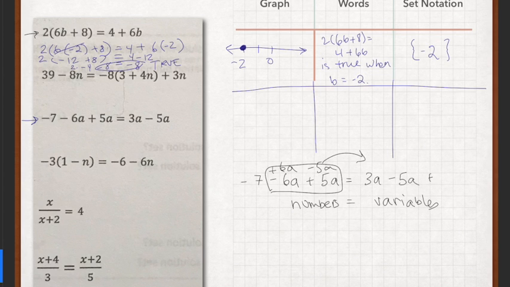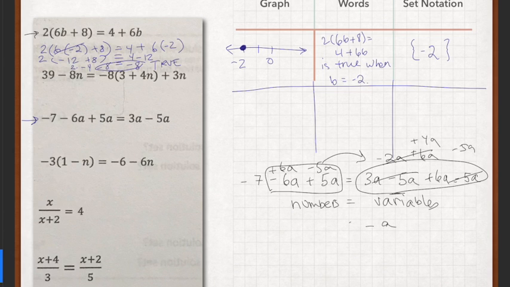So I'm going to add 6a, I'm going to subtract 5a, and then I'm going to simplify all my terms on my right hand side by adding the coefficients. So 3 minus 5 is going to give me a -2a, plus 6 is going to give me a +4a, minus 5a is going to give me a -1a. Now in this side I only have a -7 left, so my equation is -7 equals -a.